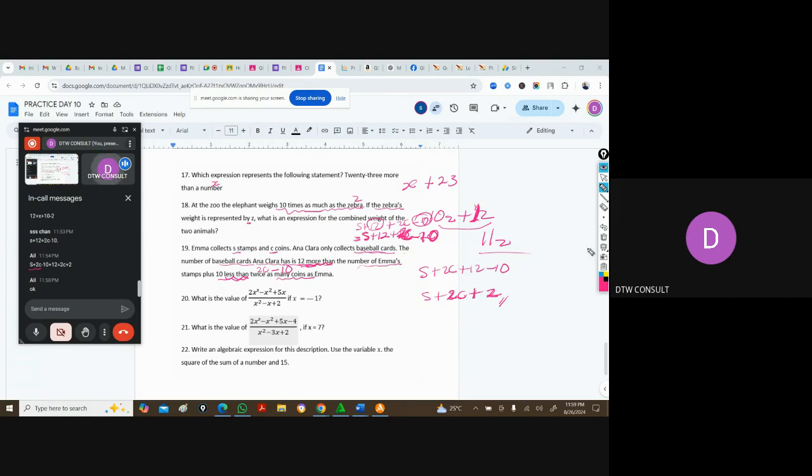Because you have to simplify your expression. You have two constants, two numbers here. So you have to finally simplify your expression, and it should be this.